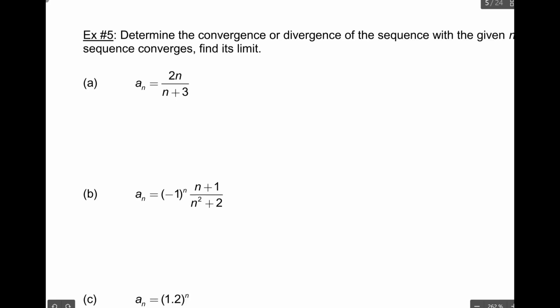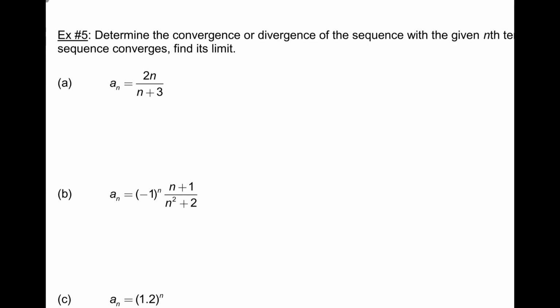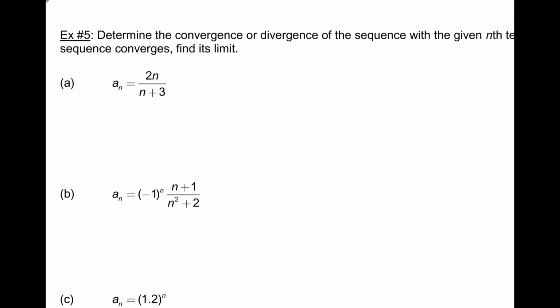Determine the convergence or divergence of the sequence with a given nth term. If the sequence converges, find its limit. So the way we do this, we say, okay, the limit as n approaches infinity of 2n over n plus 3.